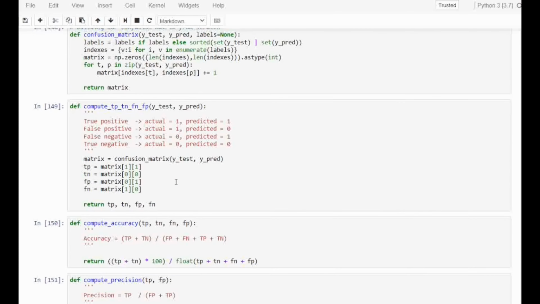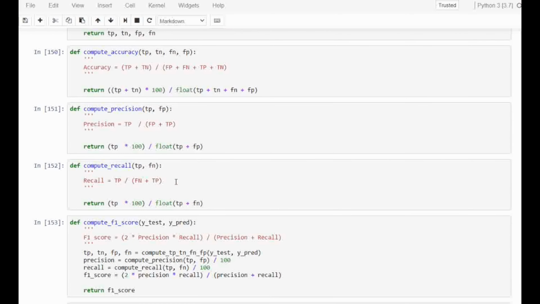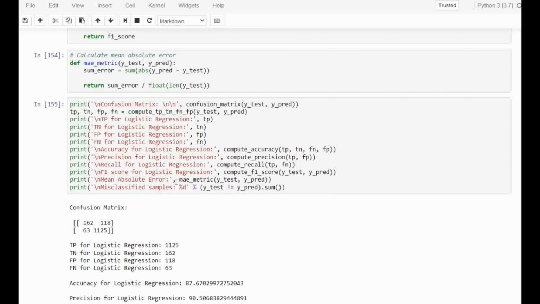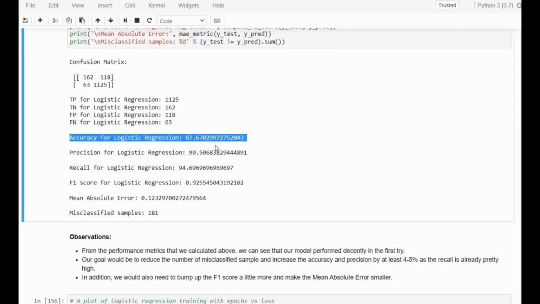So we build our confusion matrix: true positive, true negative, false positive, false negatives. We go on to our accuracy, precision, recall, F1 score, mean absolute error metric, and then we print all of these, and then we can see that our accuracy is actually decent, but it can definitely be greatly improved.